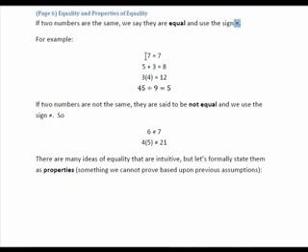For example, 7 equals 7. 5 plus 3 equals 8. It's because we know from everyday arithmetic that adding 3 to 5 produces 8. So we basically have 8 equals 8 in that expression. 3 times 4 is equal to 12 because we know our multiplication tables. And finally, 45 divided by 9 is equal to 5.